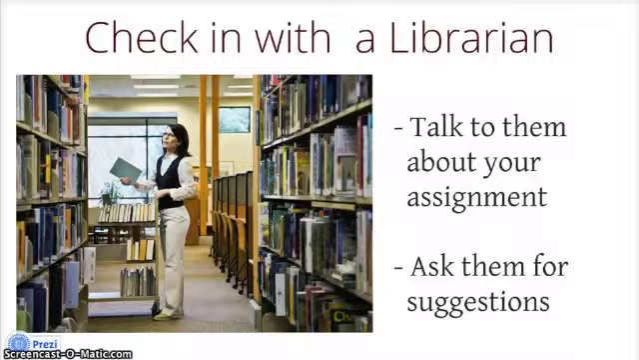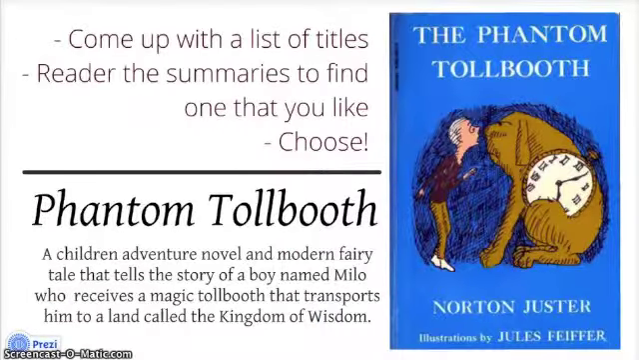He asks the librarian for her personal suggestions, given the parameters designated by his teacher. The librarian helps Brandon identify a list of possible titles. He looks through the list, reading and reviewing the summaries, until he lands on one that sounds interesting: The Phantom Tollbooth, a children's adventure novel and modern fairy tale that tells the story of a boy named Milo. Brandon's process was a lot simpler than Carlene's and Kennedy's, but it still involved some important techniques in the topic generating process.